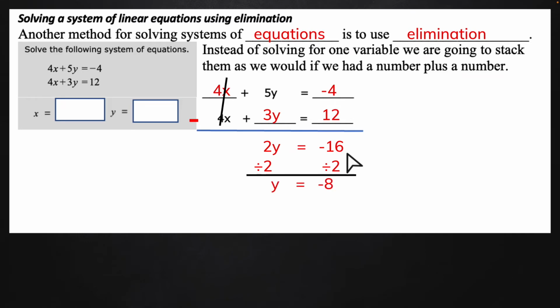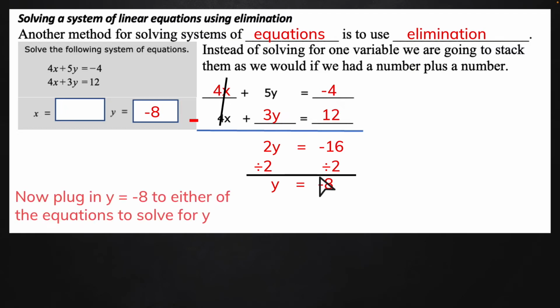So now, just like in the last one, I'm going to take this negative 8 for y and plug it into either one of those two equations. Really, neither one is easier than the other because neither one is already set up to be equal to x or y. So we just pick one. I picked that first one: 4x plus 5y equals negative 4. I made it red to make it clear I'm changing y into negative 8. I'm substituting it, so even though we're using elimination, we're also using substitution.